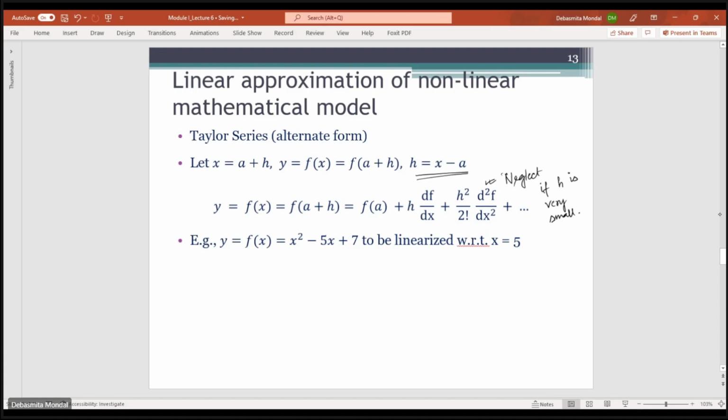Now let's say you have been given an example: y equals f(x), which equals x squared minus 5x plus 7. You need to linearize this function with respect to x equal to 5. The normal operating condition is given as x equal to 5, and you have to linearize this non-linear function x squared minus 5x plus 7 with respect to x equals 5. So how can you do that?